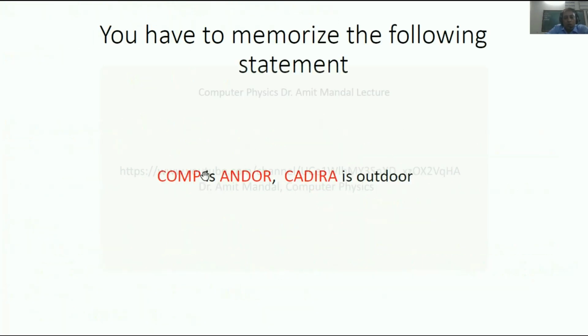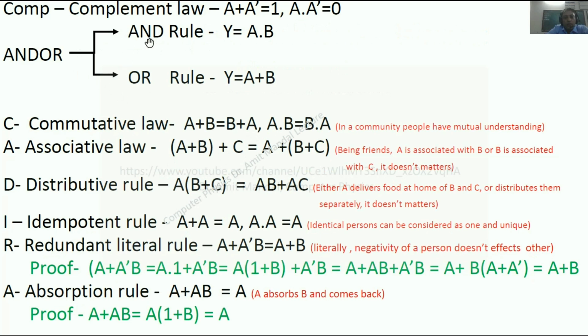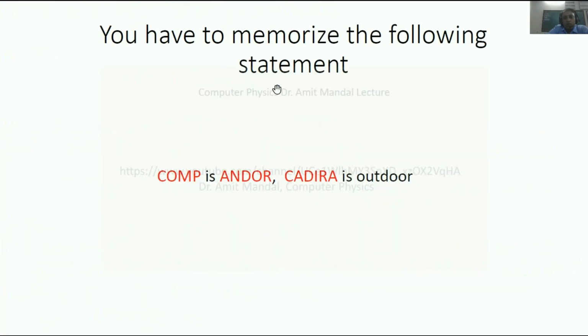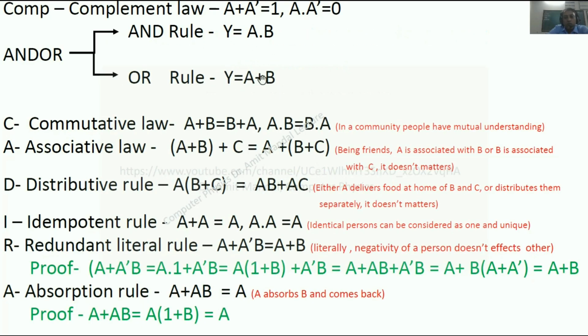Okay. Now comp we have done. Now AND-OR. So AND rule says, I have already told that in case it is an AND gate of two inputs, then you will write the output Y equals A dot B, and the OR rule is Y equals A plus B. This we have already talked about. This is the case of a two input OR gate.